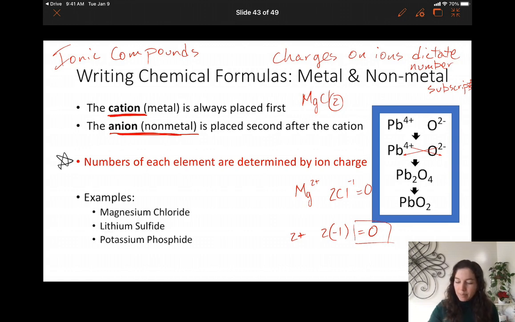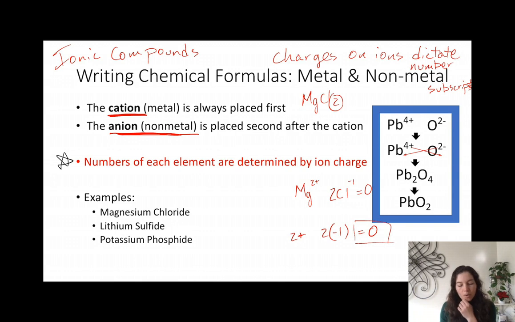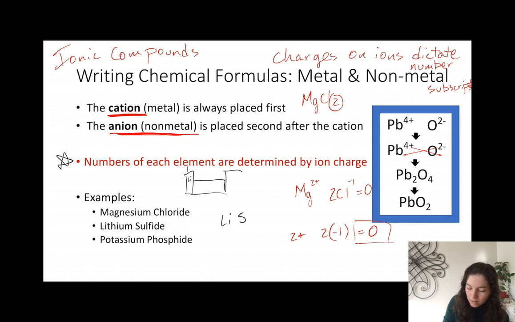Let's look at some other examples here. So magnesium chloride, we've done that one. Let's look at lithium sulfide. Lithium is Li. Sulfide indicates sulfur. Now on the periodic table, lithium is in our alkali metals. It's in group 1. Sulfur is all the way over here. It's under oxygen, and it's in group 6, 7, 8.